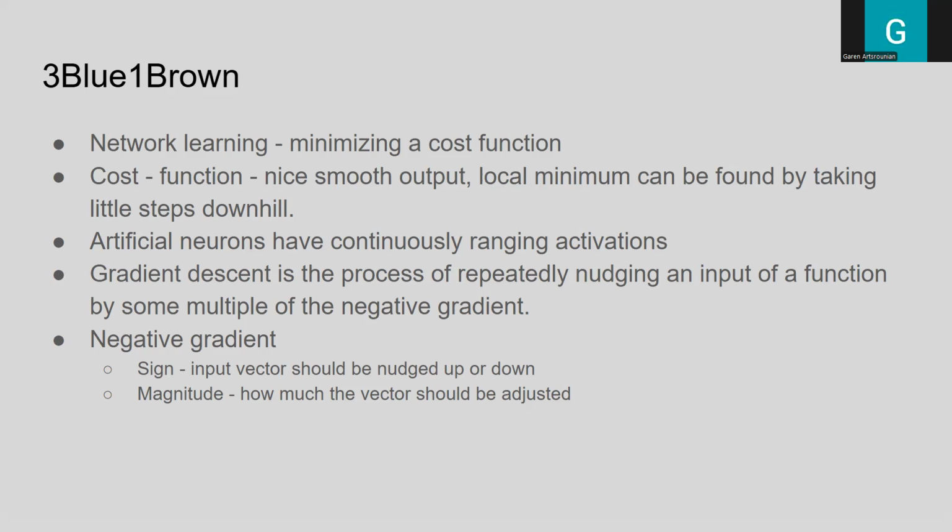Artificial neurons in a neural network have continuously ranging activations. This means their outputs are not binary but can take on a range of values, which makes the cost function differentiable and smooth.